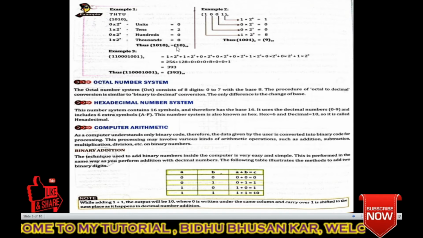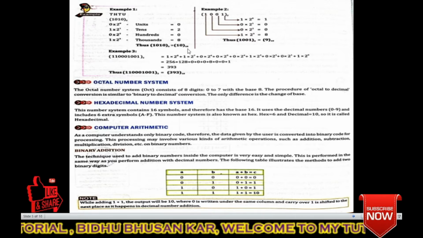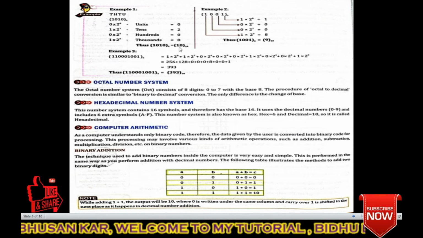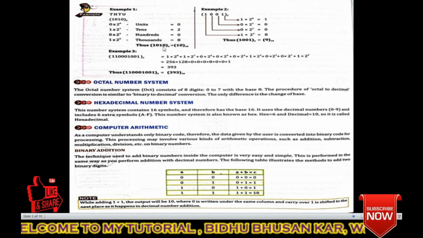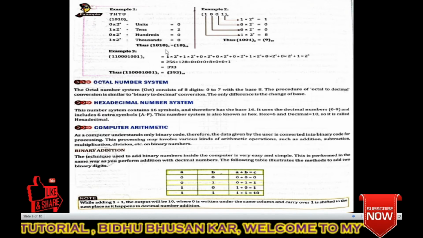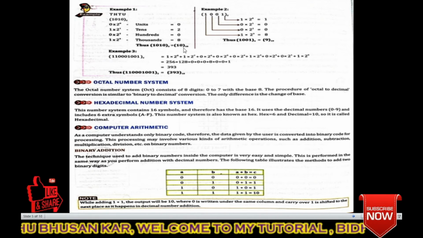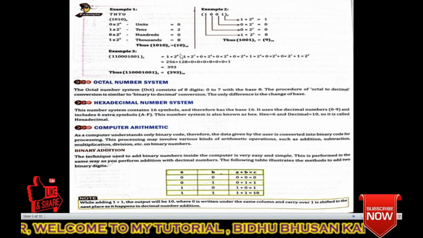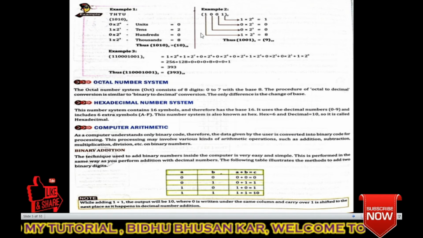It is not one zero. This is called ten. See, the base is 10, so this is read as ten, not one zero. These are binary digits. This is your decimal. Okay, next example 2.